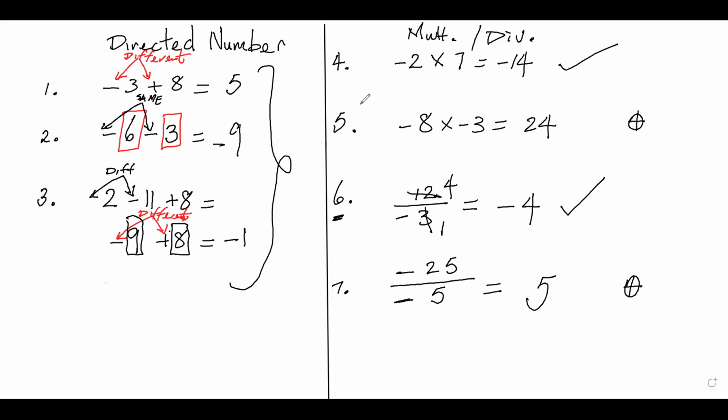Now, when we are multiplying two negative numbers or dividing two negative numbers, the answer is positive. All right, so we get a positive answer. So that's the difference. It has nothing to do with which one is bigger and you carry the sign.